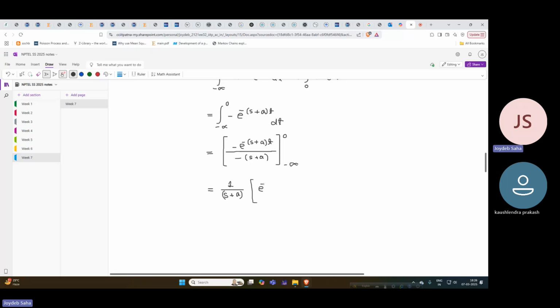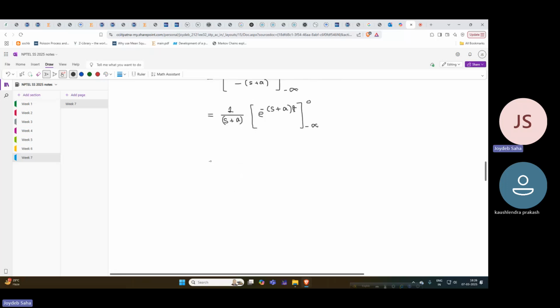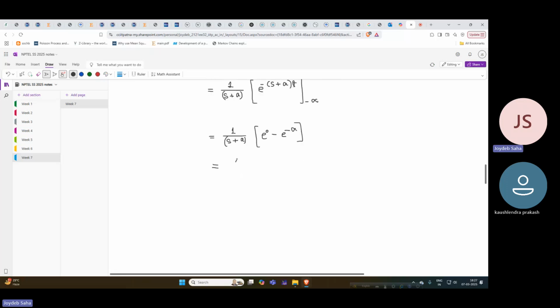Okay. So it will be minus (s plus a)t, and its limit will be minus infinity to 0, which is equal to 1 upon s plus a, e to the power 0 minus e to the power minus infinity. So simply it will be 1 upon s plus a.